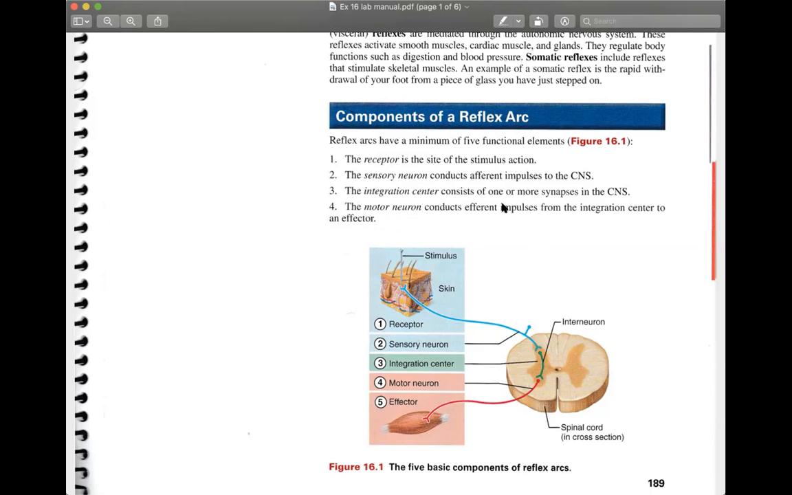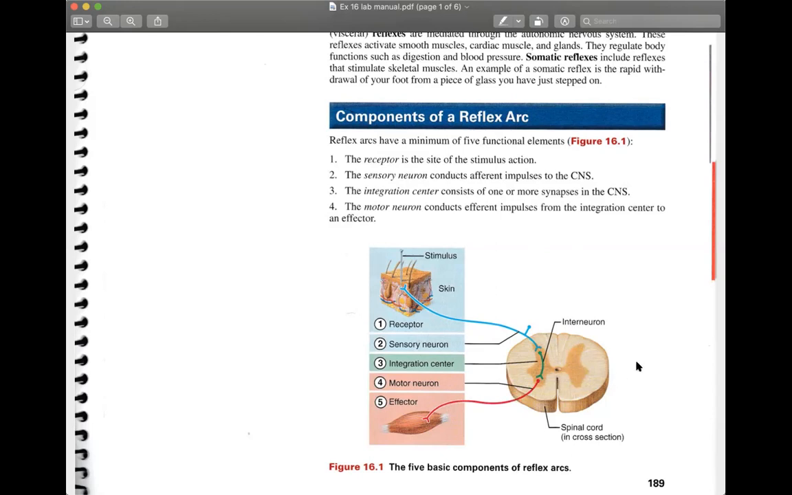You have an integration center. Now it consists of one or more synapses. Okay, so the diagram they have here is 2 synapses within the central nervous system. This interneuron could not be there, and you just have a synapse. You have a single synapse between the sensory neuron and the motor neuron.